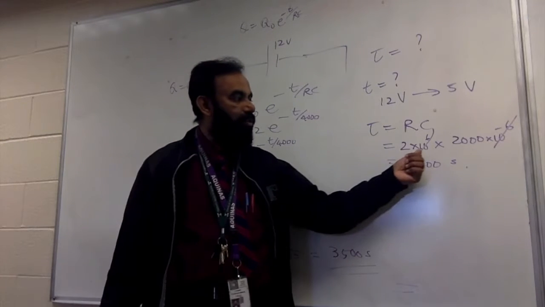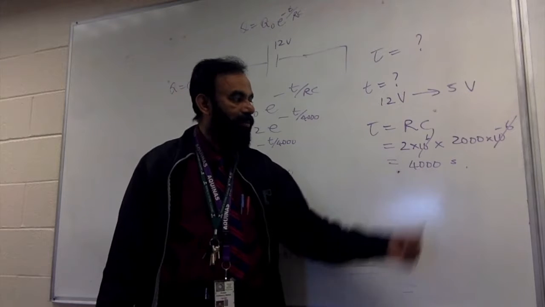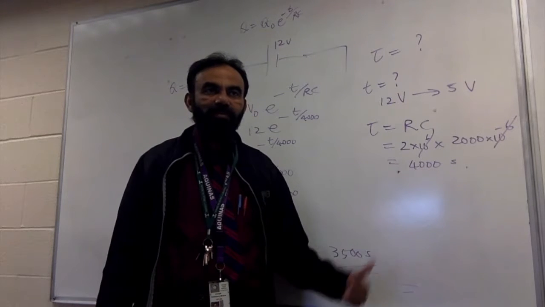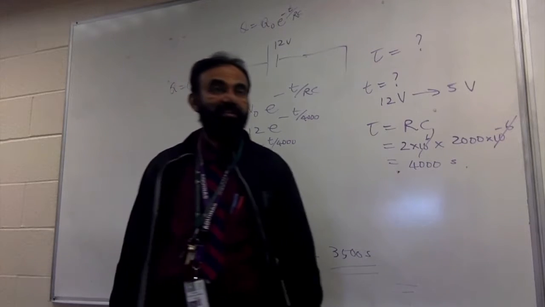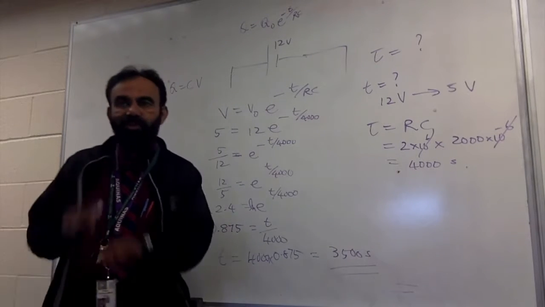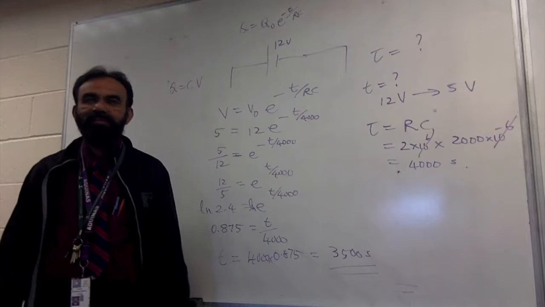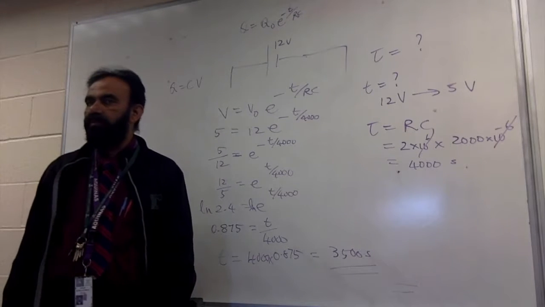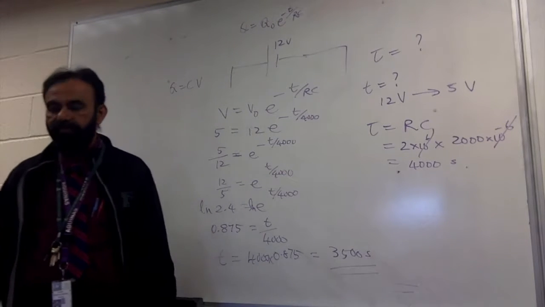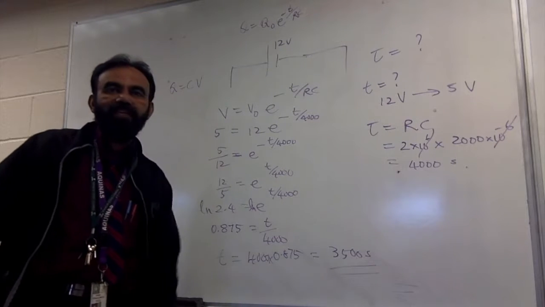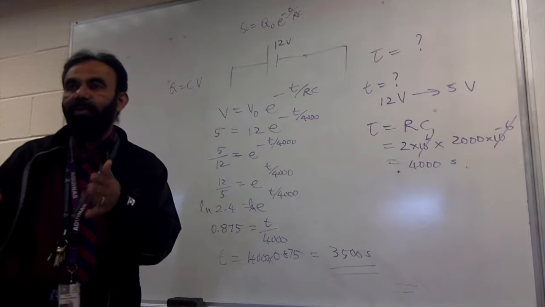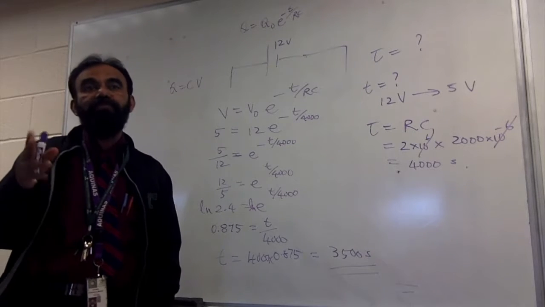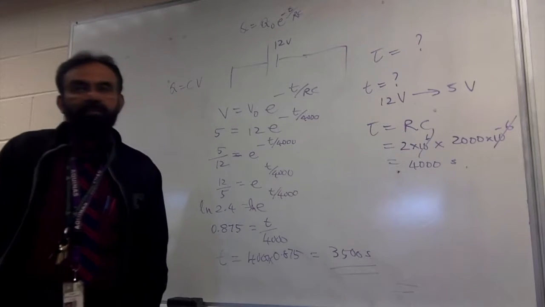Now, if this was not 2 mega but 2 kilo, what is the time constant? Just 4 seconds, which means it's going to hold on for roughly 3.5 seconds. Time constant is like 4 seconds, which means around that time is what the relay is going to be on. So it's not going to be on for more than 4 seconds. Okay?